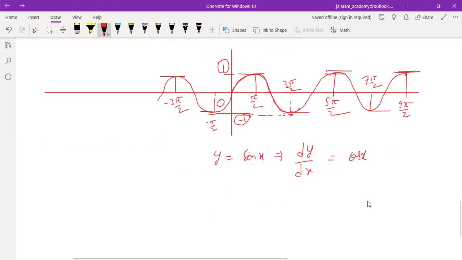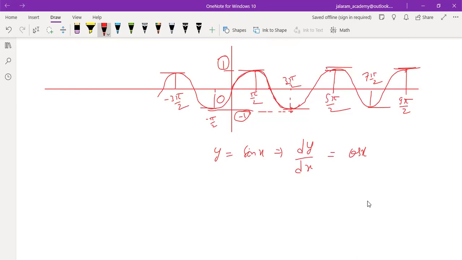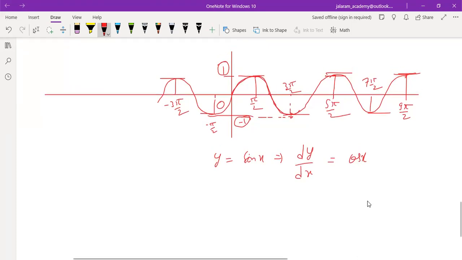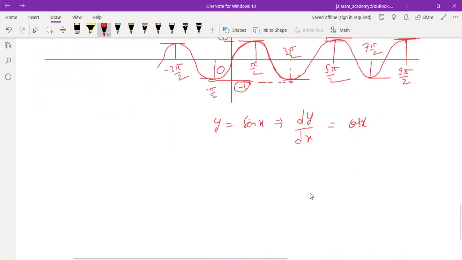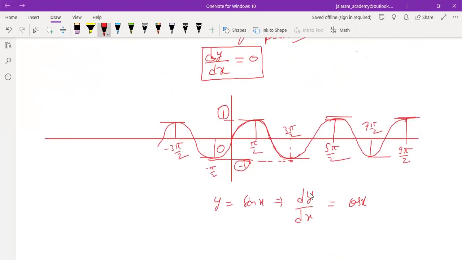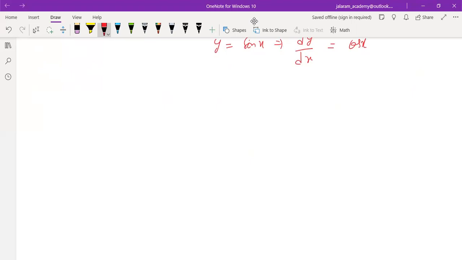All will be 0. So all these points are the point of maxima or the point of minima, or we will say them as the turning point, where the function either becomes maxima or minima. Now, after knowing that this is the turning point, how to detect whether the point is the point of maxima or minima when we don't know the graph of that curve? For that, we will do the second derivative test.